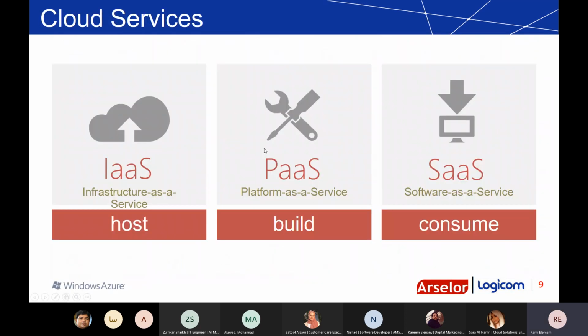Let's move to the 3 different types of services which Microsoft provides. You can have the service under IaaS, which is infrastructure as a service, PaaS, which is platform as a service, and SaaS, which is software as a service. Let's give an example for each of those main categories of services.